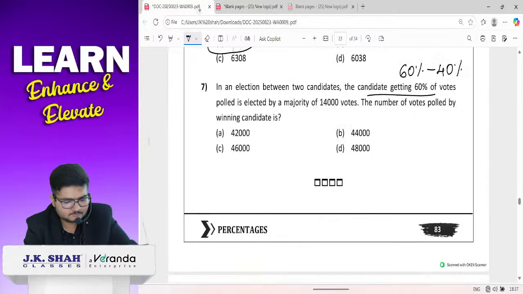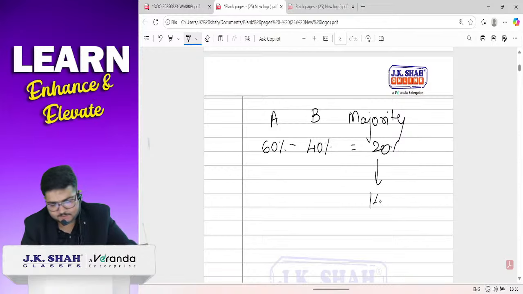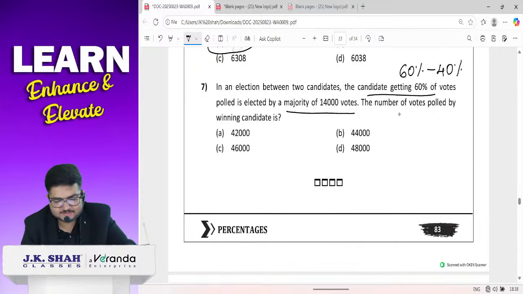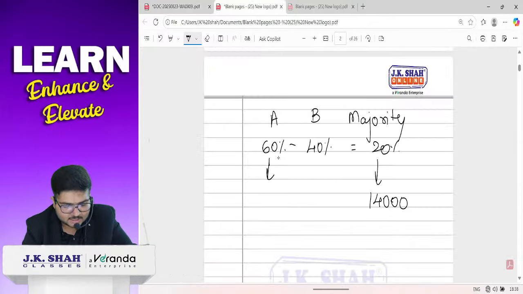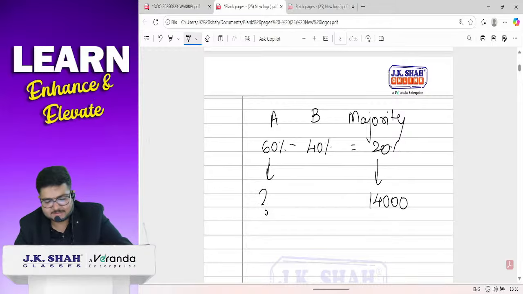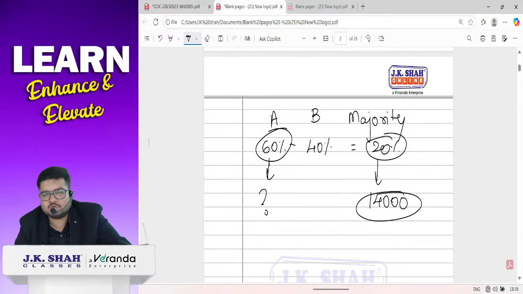Now, please pay attention. Majority value is given as 14,000. So the value of this is 14,000. But what they have asked, in simple language, is the number of votes polled by the winning candidate. Means how many votes did the winner get? Simply, if 20% is 14,000, 60% is how much? You have to solve.